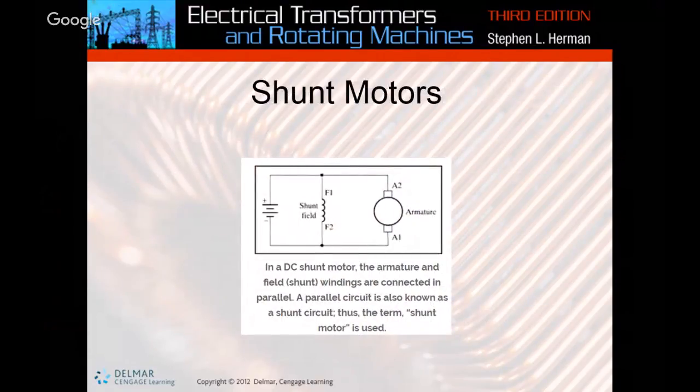So here is what that schematic is going to look like. There's many different variations, but clearly, we have the field in parallel with our armature.